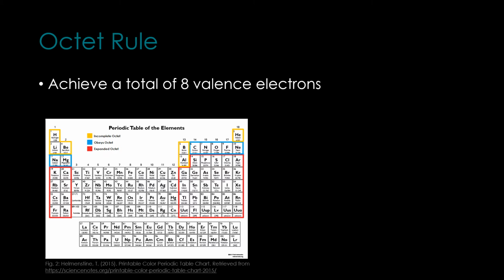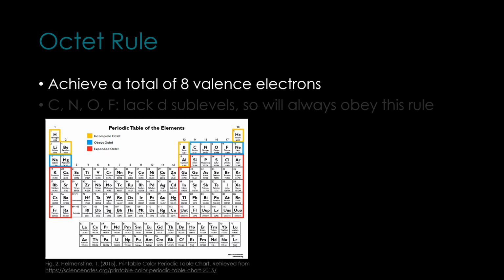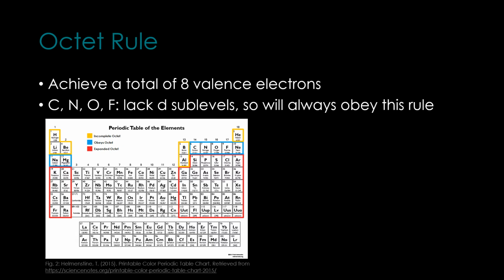Elements in the second period of the periodic table lack D sublevels and only have S and P sublevels that comprise the octet, or the 8 valence electrons. Thus, second period elements such as carbon, nitrogen, oxygen, and fluorine obey the octet rule without any exceptions.